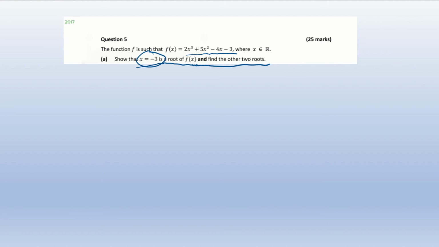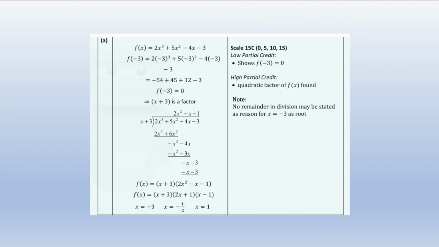I'm not going to do this question out. We're going to jump straight to the marking scheme. And there was 15 marks for this question. So for your first part, showing that minus 3 was a root, all you have to do is substitute that into the equation given in your question, and just make sure you get 0 at the end.